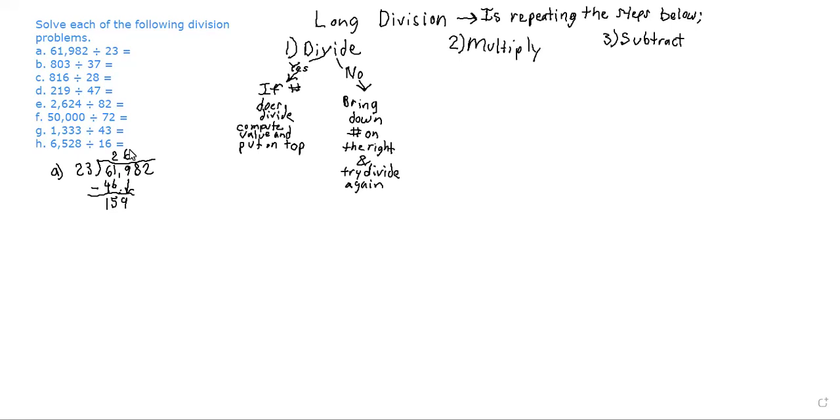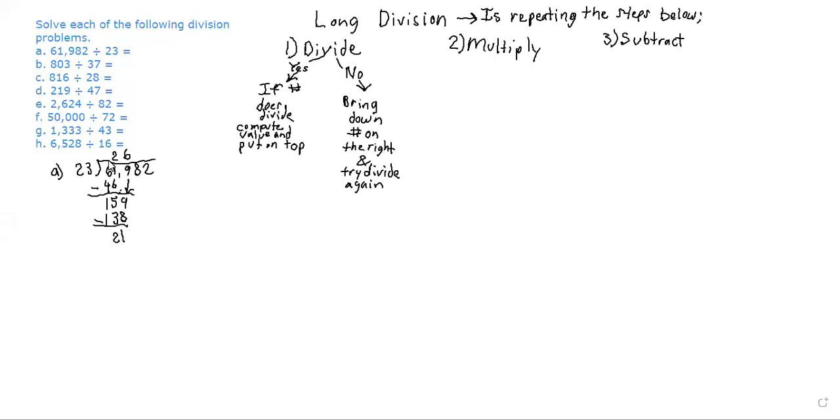So we divided, and now we're going to multiply again. We're multiplying the 6 times the 23 now. So 6 times 23 is going to give us 138. We did our multiplication. And now the next step, as you can see, the third step is subtraction. We're going to subtract that 138 from the 159 that we got before, right? And the answer is going to be 21.